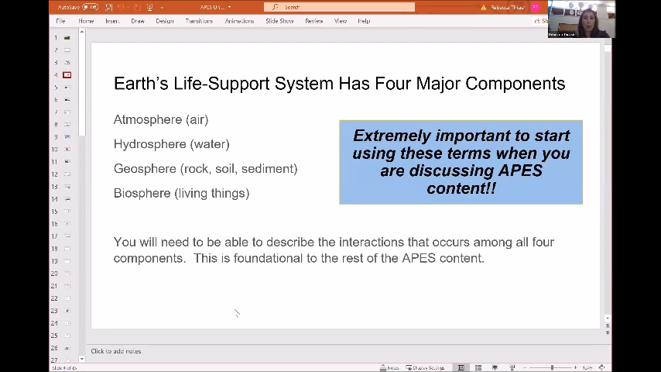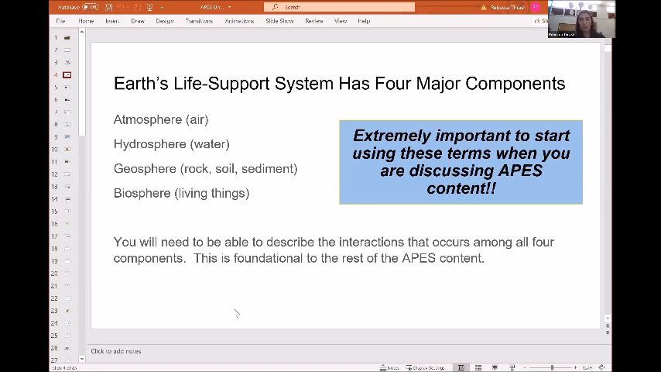So I'm sure you know, Earth has about four major components that support all of the biosphere: the atmosphere, hydrosphere, geosphere, and biosphere. I highly encourage you when you are writing on free response questions to begin using these terms to describe things that might be happening in those spheres. So when you've talked about air pollution, that's atmospheric, and then you have various different levels, right?